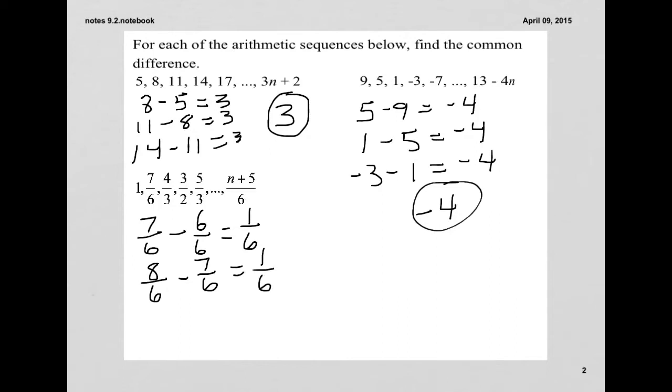Okay, I've got 4/3 and 3/2. 6 is still going to be the common denominator. So this is going to be 9/6 minus 8/6, which is equal to 1/6. And again, we can see that my common difference is going to be 1/6.